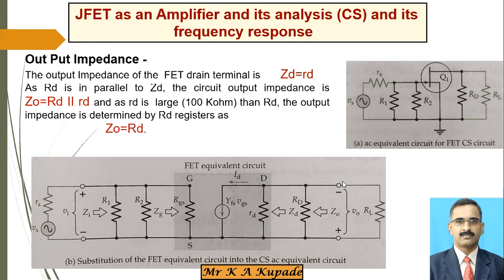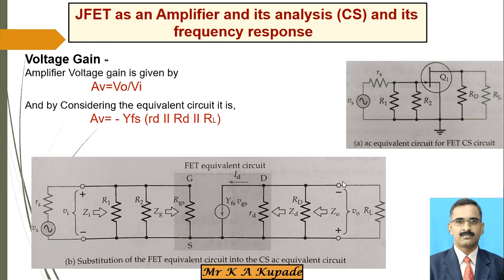And this drain resistance rd is a larger one, in terms of kilo ohms, which is larger than the resistance connected externally as RD. So the output impedance is determined by the RD resistance connected to the drain. So Z0 is equal to RD. You can see RD is parallel with that particular drain resistance rd, and that's why Z0 is directly considered the load resistance RD.